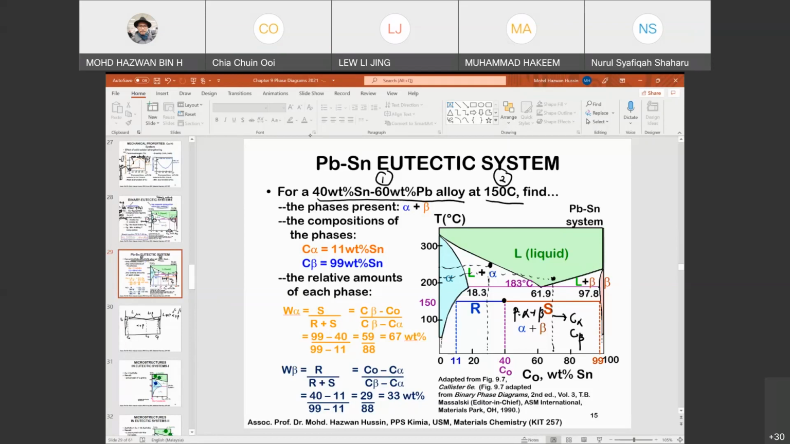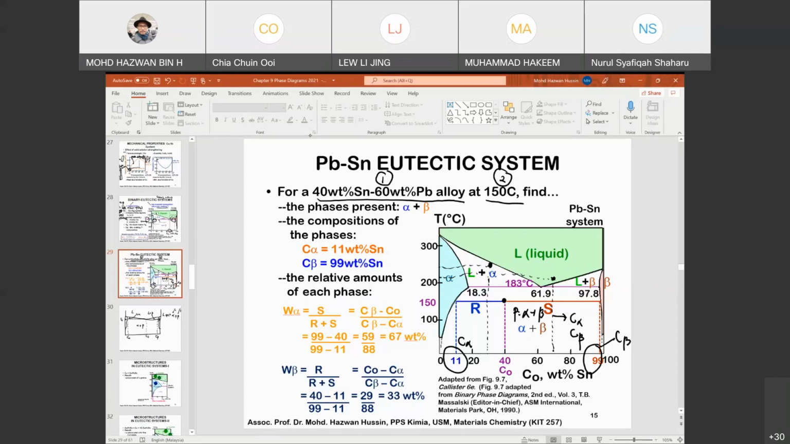So how to do that? Still the same thing. You draw the tie line. You drag the line until it overlaps with the solidus line of alpha, then you will get the value. So this will be your C alpha. And then for beta, you just drag another line that touches the solidus line of beta, and you will get this, which is your C beta.